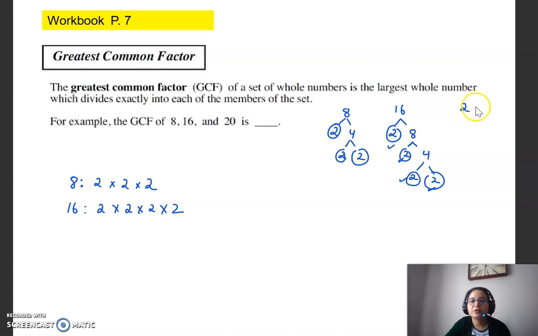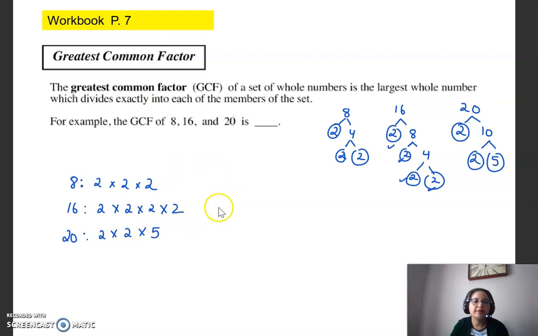And then one more time with 20. So 2 times 10. And this can be broken down to 2 times 5. You could have done 20 as 4 times 5 if you wanted to, and that would have been the same answer as well. Okay. So far what I have done is my prime factorization.